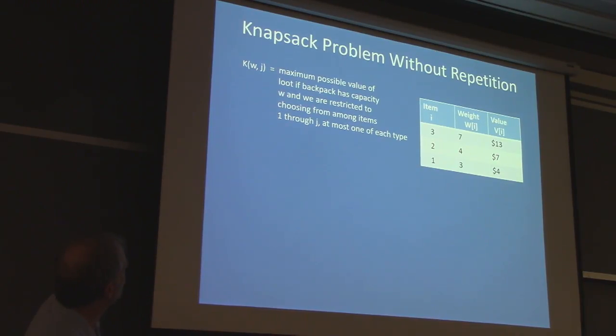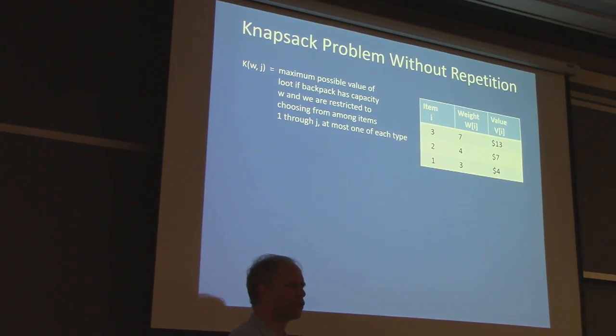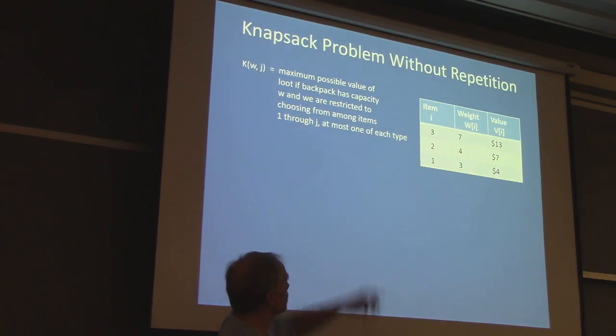We're going to let K of W and J. So now there's sort of a two-dimensional problem. K of W and J is the maximum possible value of loot if the backpack has capacity W, and we are restricted to choosing from among items 1 through J. So if we had a knapsack of capacity 100, what subproblem do we want to solve to get the overall solution to the problem? What two parameters would we pass to K to get the answer to the problem we care about? Capacity of 100, and there's our table.